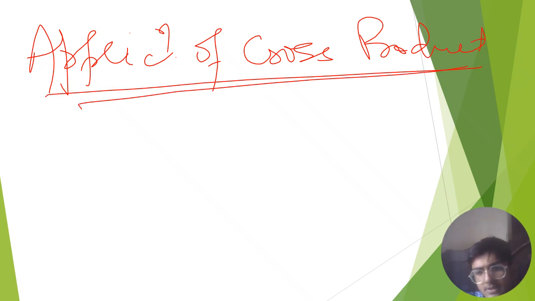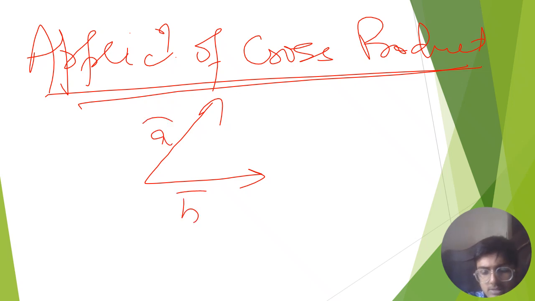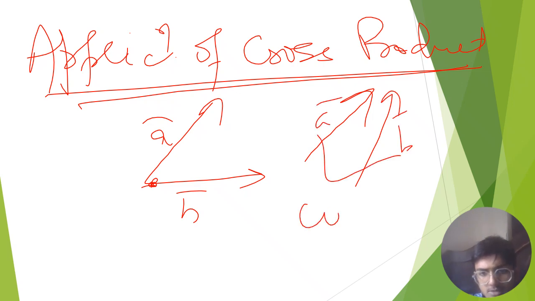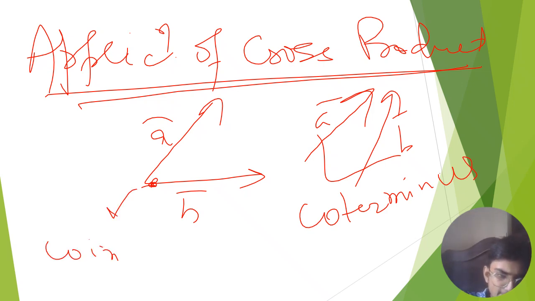It is used in finding the areas. Just take these two, a vector and b vector, which are co-initial vectors, or it can be co-terminus vectors. Co-initial means they start with the same initial point. Co-terminus means they end at the same point, like this. Here we say these are two co-terminus vectors. These are two co-initial.